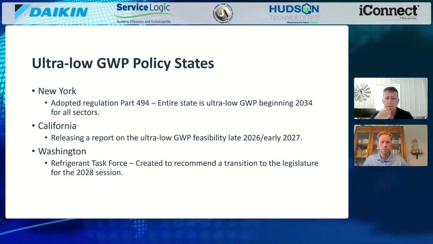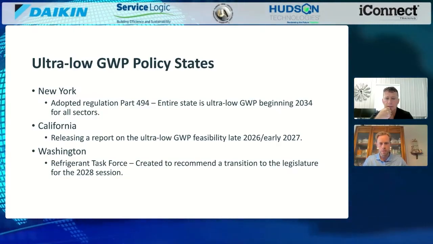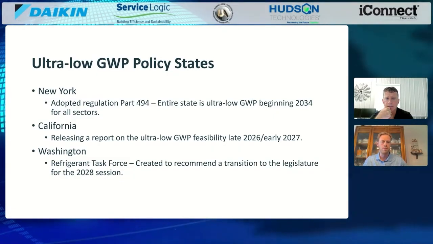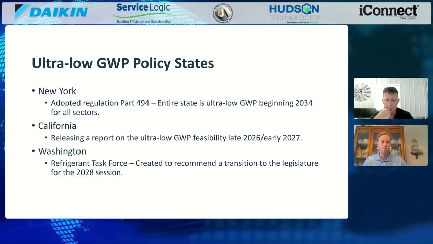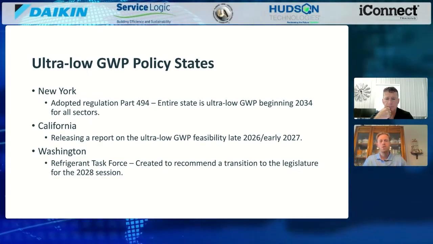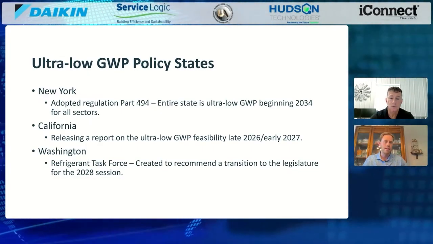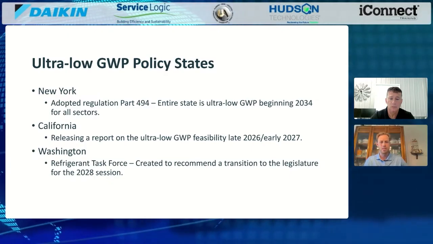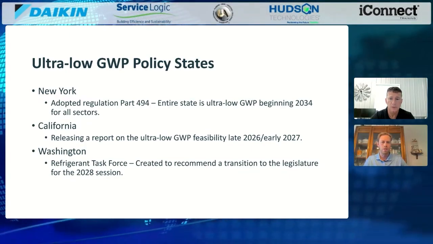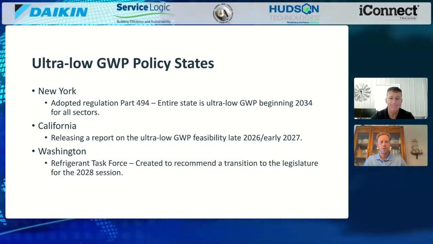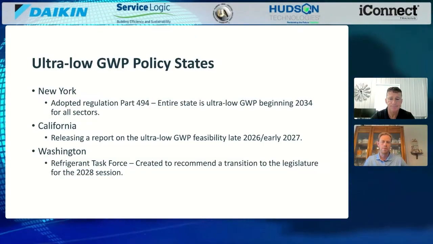Then you go over to California. They're a little behind on releasing the report that's going to have the ultra low GWP feasibility. That will then allow a policy to follow afterwards. We're expecting it either late this year. I'm kind of thinking it's going to come out in December, just in time for the legislative session and process of early January, or early 2027.